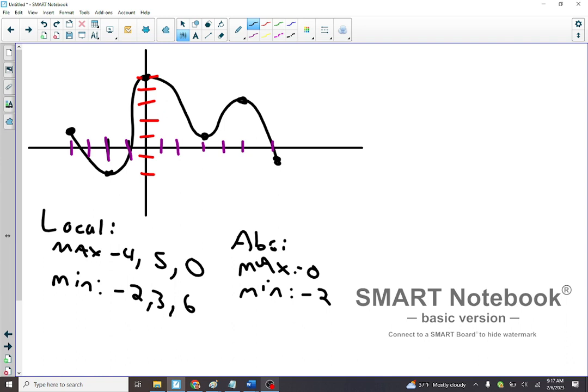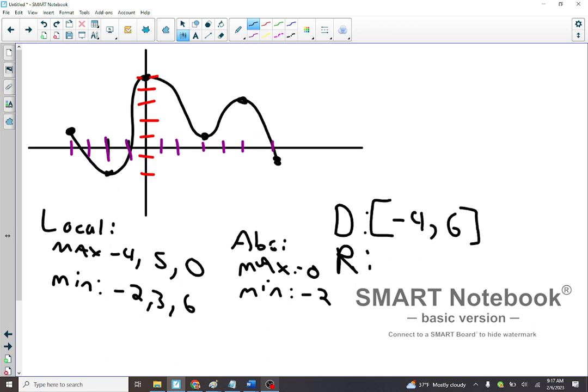Domain. You need to make sure you use your brackets here. Since I start with a closed circle over here, these are all closed circles in this case. Remember, you have to use a hard bracket. So a hard bracket from -4 all the way to 6. Are you gonna give us an open circle just to throw us off? Maybe. Definitely will.